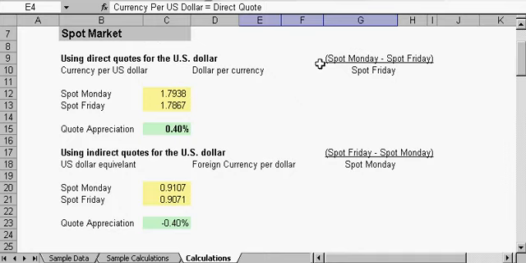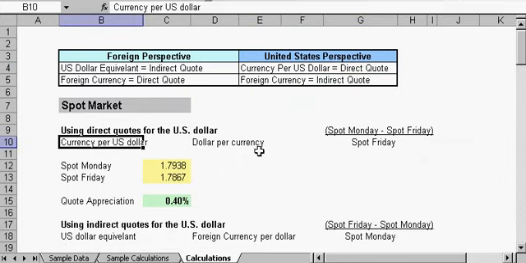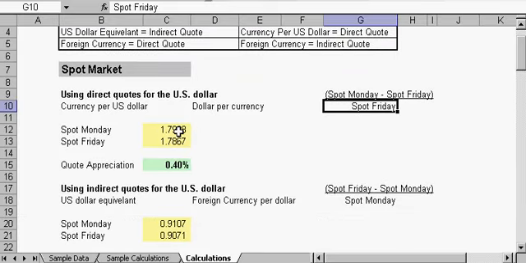If we're using direct quote for US dollars, we go back up here, direct quote US dollars, we would use currency per US dollar, which is here. That would be the spot Monday minus the spot Friday divided by spot Friday. We can change these days to whenever it is, and the calculations would be the same. So here's the calculations. For this set of numbers, we would have a slight appreciation of 0.4%.